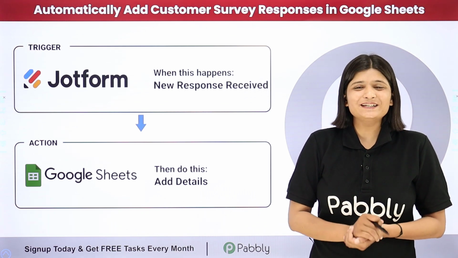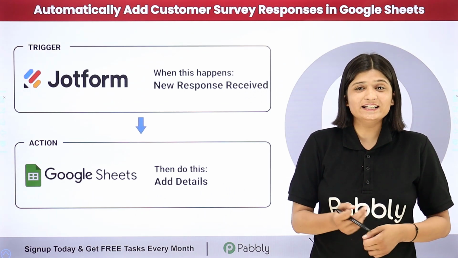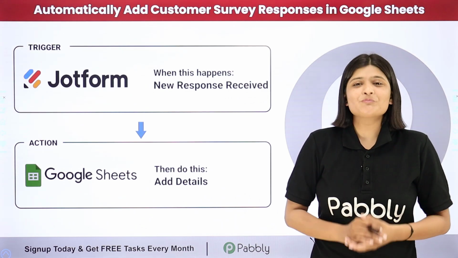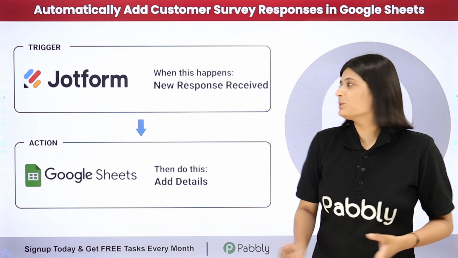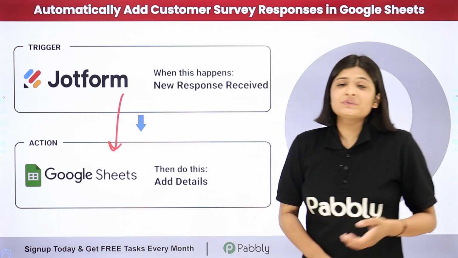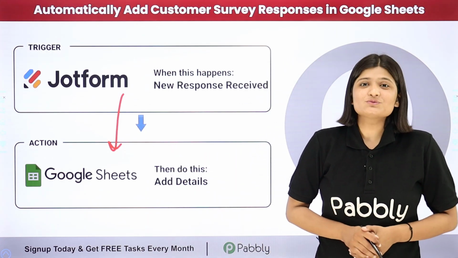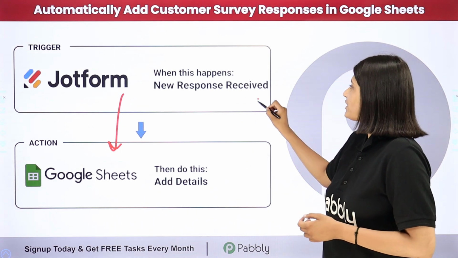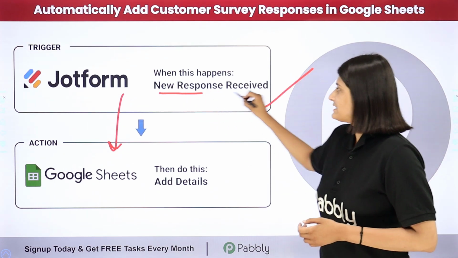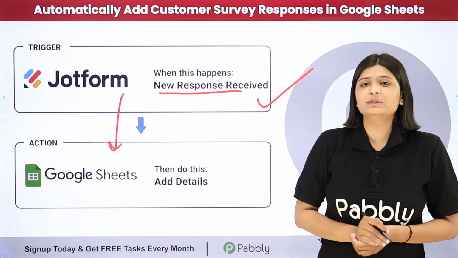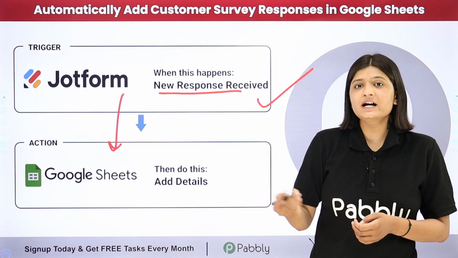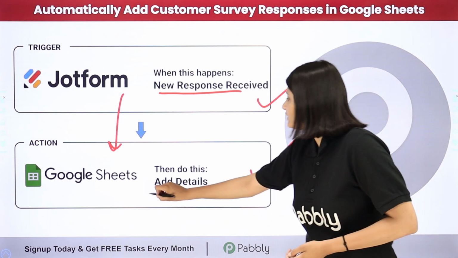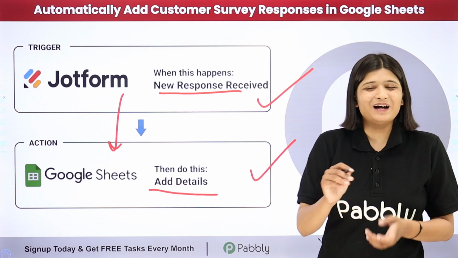Connect. Pabbly Connect is an amazing automation and integration software which requires no coding or programming skills. Here I just need to build a connection between JotForm and Google Sheets. Pabbly Connect runs on two principles, which are trigger and action. Here as my trigger application, I'm going to take JotForm, from where I will receive a new response, and this complete workflow will get triggered. And then in my action application, I'm going to take Google Sheets, where all the responses will be added automatically.